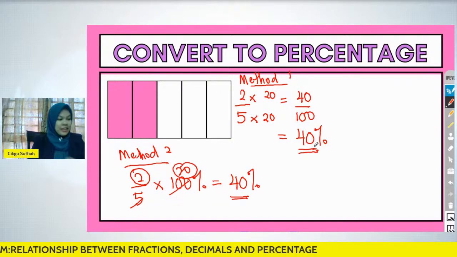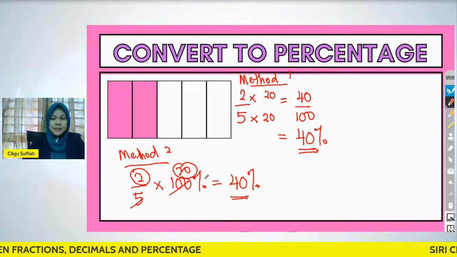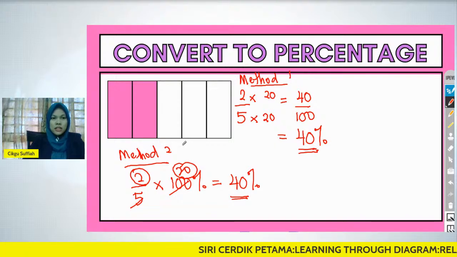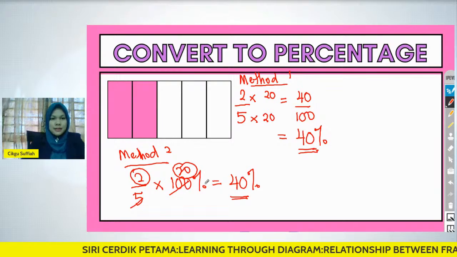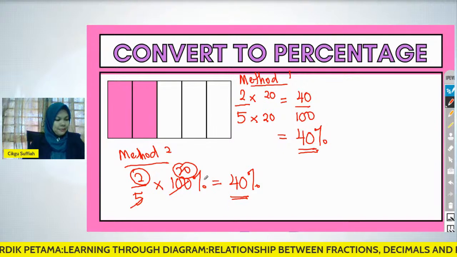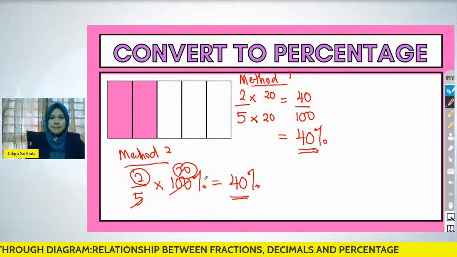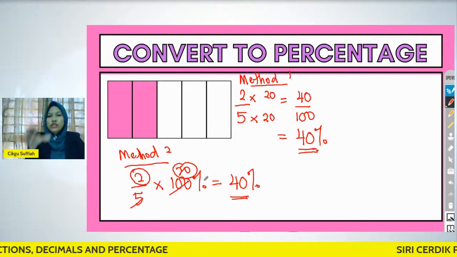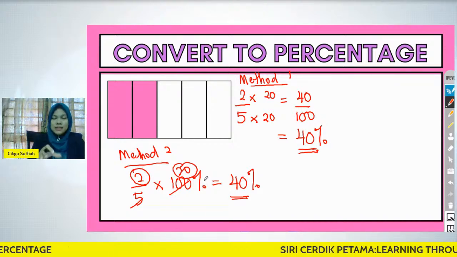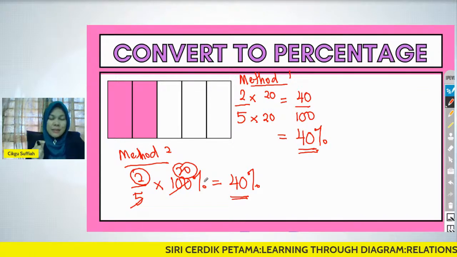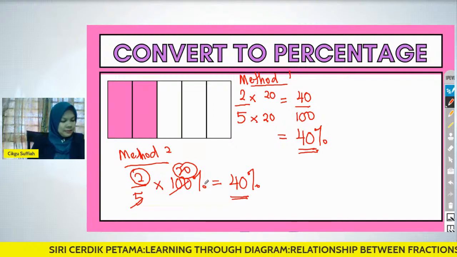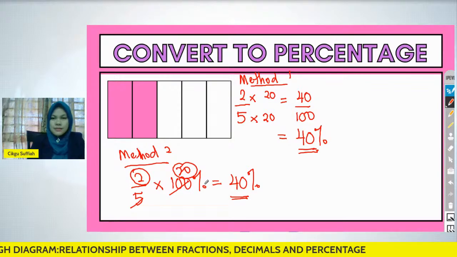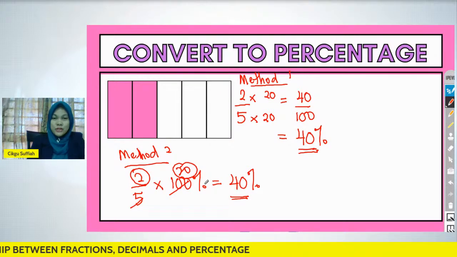But don't forget to write down the percent symbol when you times with the 100%. This is really important, okay? When you use method 2, when you times 100%, this symbol is very important. You have to write this down, okay? This is how you convert the fraction to the percentage, where the fraction is not over 100, but we make it over 100. Make sure you copy both methods.